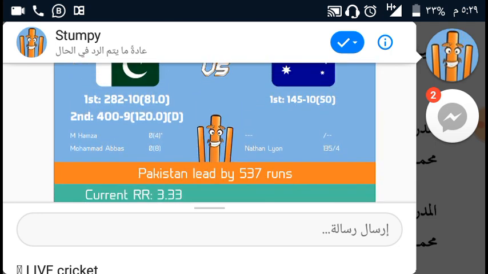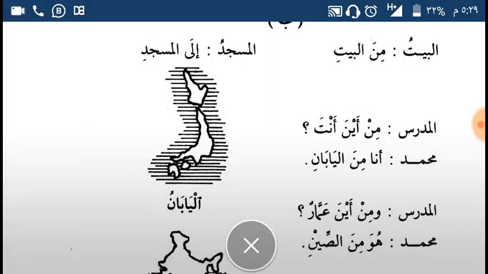Then continue reading. Al-Mudarrisu: min aina anta? Where are you from? Muhammad: ana minal yabani. I am from Japan. Al-Mudarrisu: wa min aina Ammar? And where is Ammar from? Huwa minas-sini. He is from China.